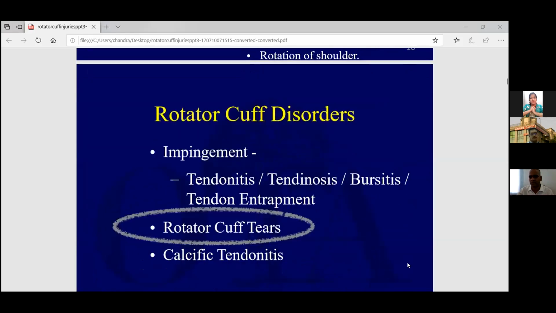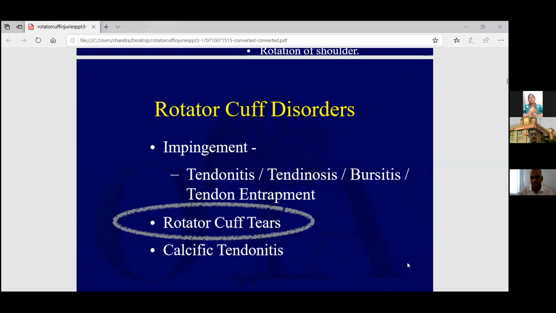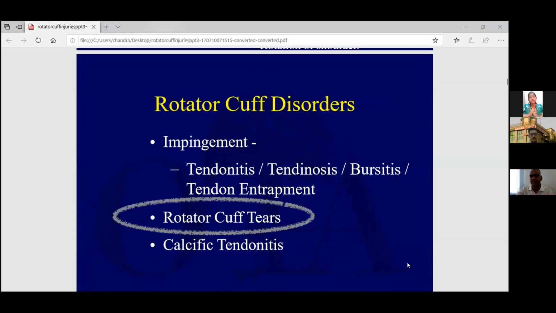What are the common pathological conditions of the shoulder joint? Again, impingement symptoms are there. Tendonitis is there, tendinosis is there, bursitis, and sometimes tendon entrapment syndromes also. Calcification is also sometimes a main problem for the shoulder joint. Then rotator cuff tears. Prathamesh sir just told about the types of rotator cuff injuries.